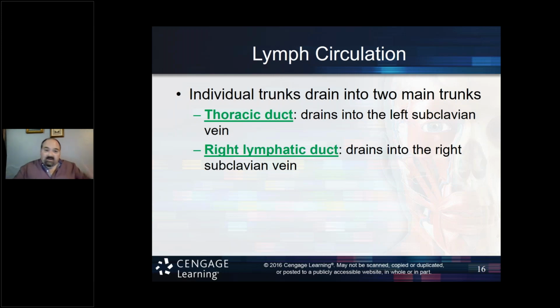The thoracic duct drains everything else: lower extremity, abdominal pelvic, the left side of the chest and the left upper extremity, left side of the head. Both of them drain into, so the thoracic duct for the left side, left subclavian, right lymphatic duct into the right subclavian, which will then eventually enter into the superior vena cava into the right side of the heart, right atrium.